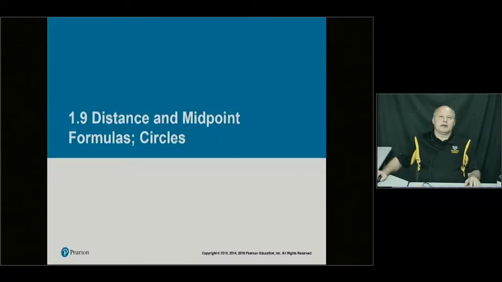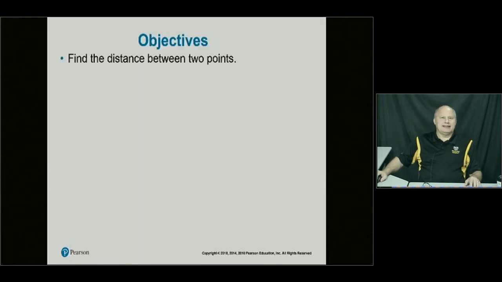Hello, here we are, 1.9 distance and midpoint formulas, and we're also going to be talking about circles in this section. So let's just begin with the objectives. Our objectives are going to be finding the distance between 2 points on the Cartesian plane. So it just basically gets the ordered pairs, and there's a little formula that we're going to need to use, which basically is using the Pythagorean theorem. But we'll talk about that when we get there, and we've got to find the midpoint of the line segment. So it's basically the point right dead center of the line segment that connects those 2 points.